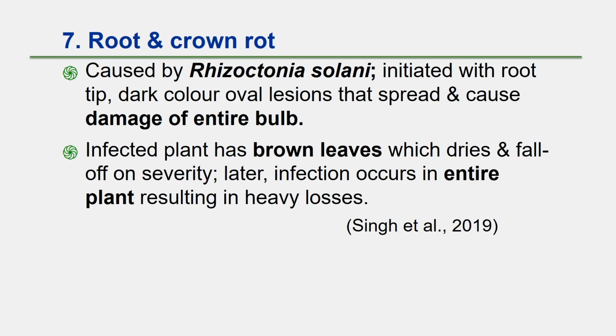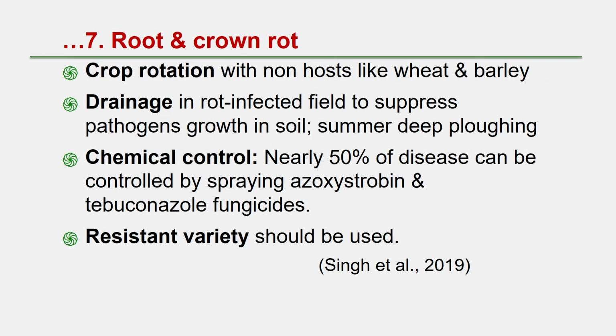Root and crown rot caused by Rhizoctonia solani, initiated with root tip, dark color, oval lesions that spread and cause damage of entire bulb. Infected plant has brown leaves which dry and fall off on severity. Later infection occurs in entire plant resulting in heavy losses due to crown and root rot. Crop rotation with known host like wheat and barley.